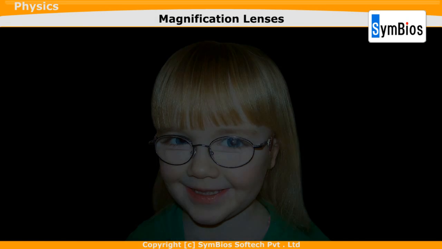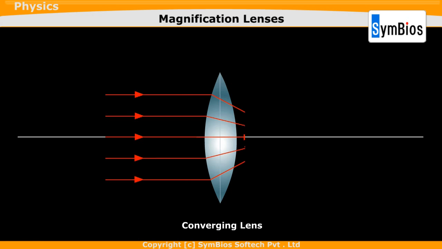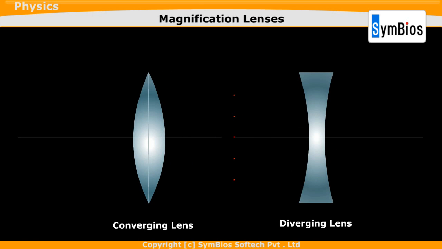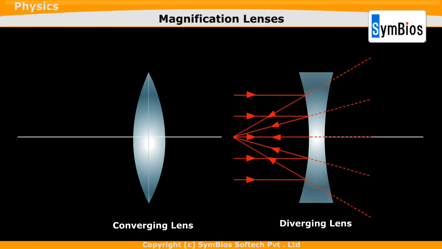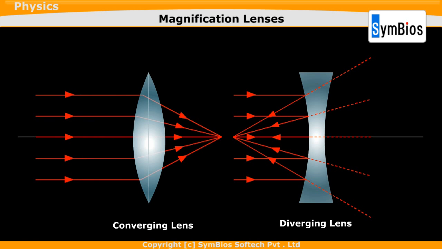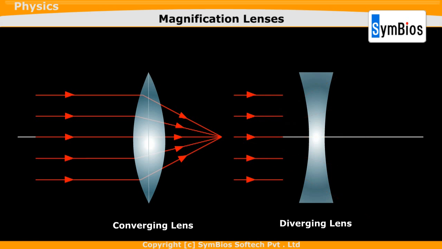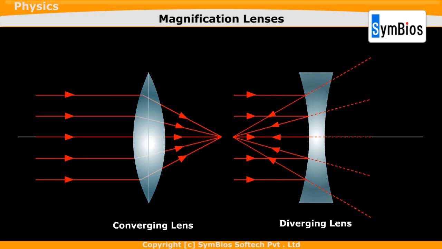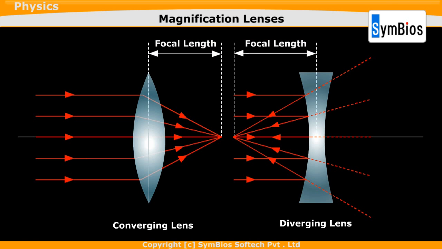What does this mean? The ability of a lens to converge or to diverge the rays of light falling on it depends on the power of a lens. Hence, the degree of convergence or divergence of light rays achieved by a lens is expressed in terms of its power. Power of lens is defined as the reciprocal of its focal length. If F is the focal length of the lens, then the power P = 1/F.